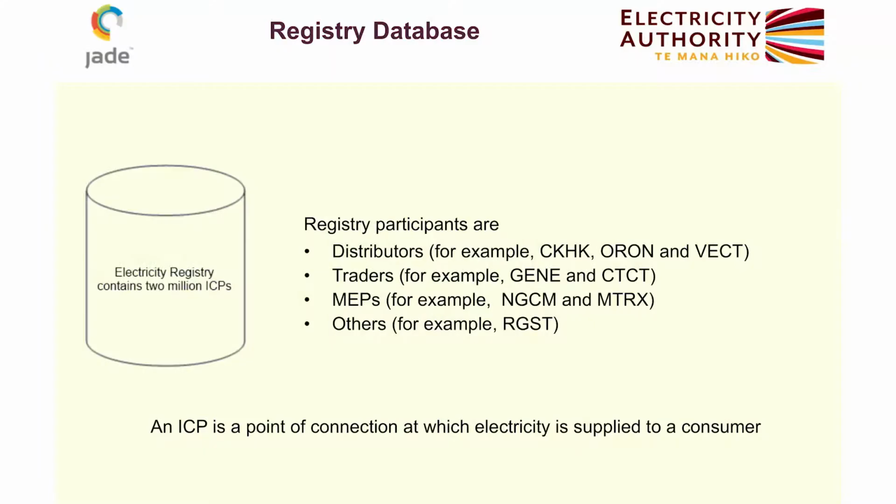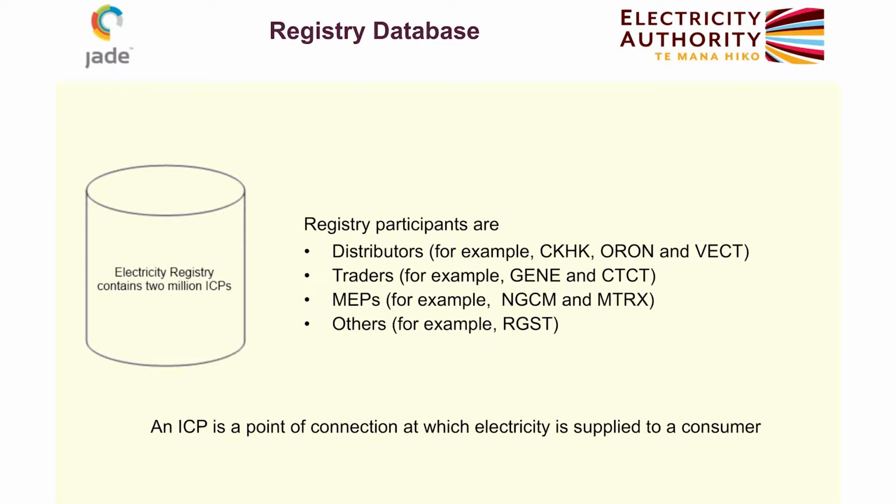Now Ron's covered a lot of the first module in your notes. Ron talked about the main participants, distributors. So here in Wellington we have Wellington Electricity Lines. And Ron talked about the 4-character code that's used in the registry. So for Wellington Electricity Lines, it's CKHK.